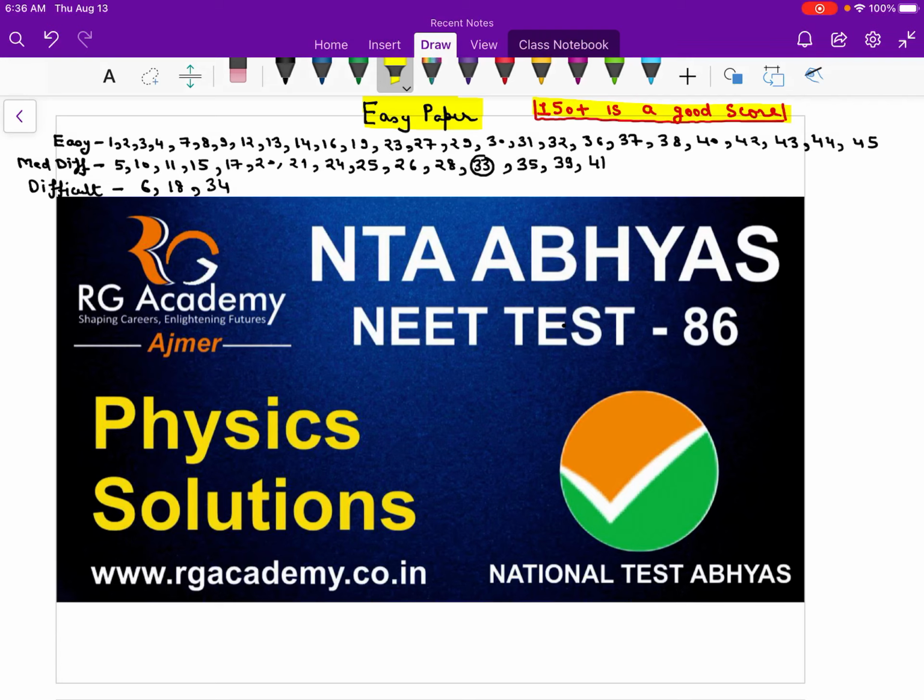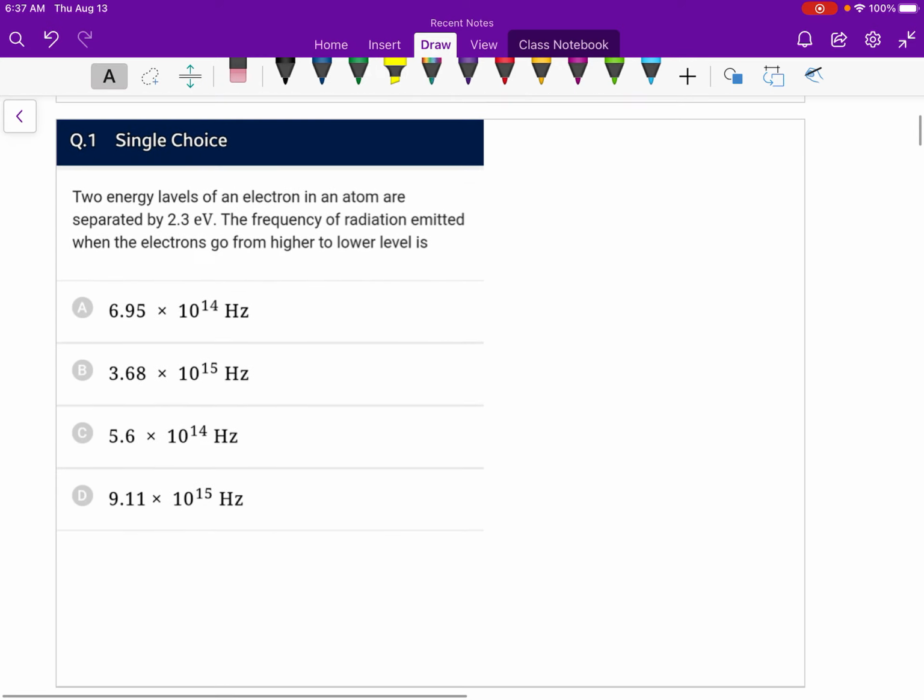Hello students, so let's start discussion of test 86. Paper is on easy side. 3 questions are in difficult category, 15 questions are in medium difficult category, and 27 questions are on easy side. So I think 150 plus is a good score. So let's start from question number 1.